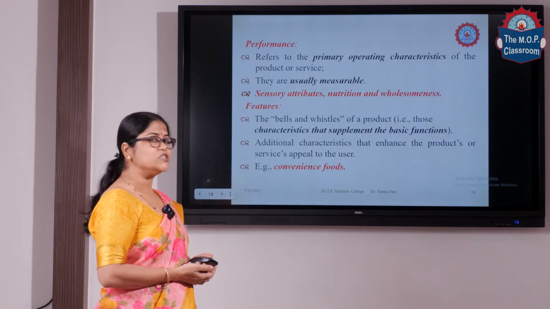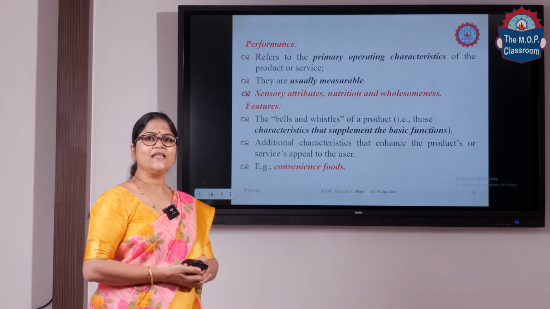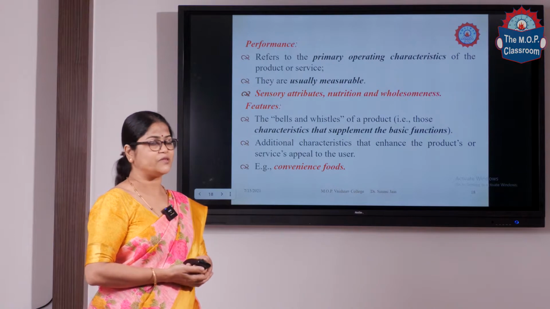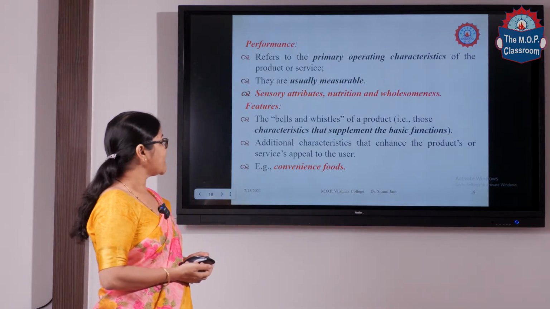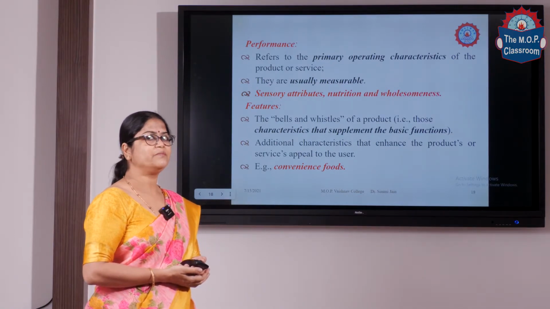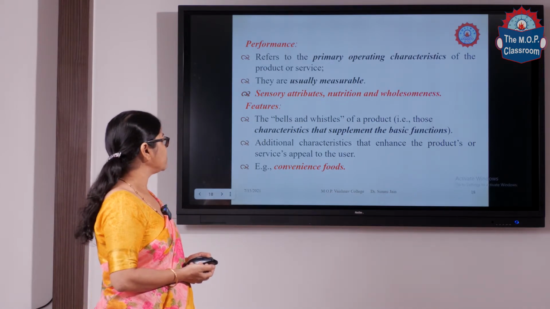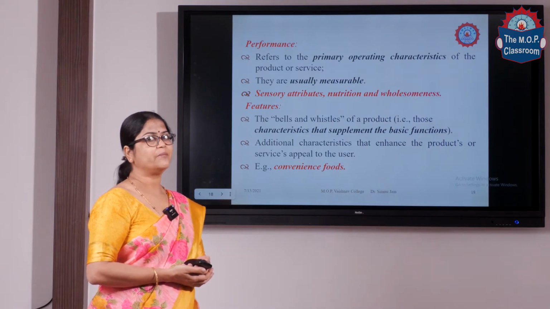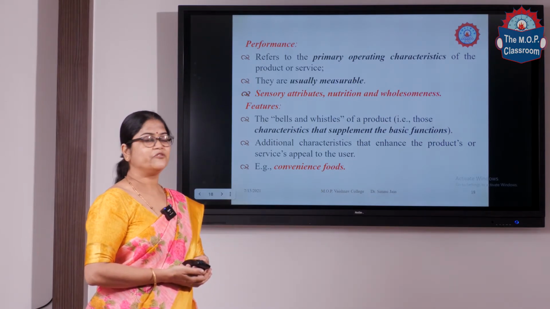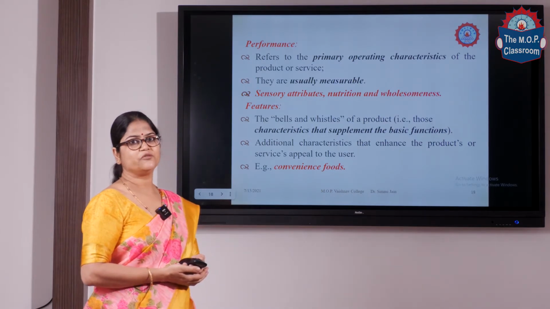Second, features of the product. These are like the bells and whistles of the product, that is, those characteristics that supplement the basic function. Additional features enhance the product's or service's appeal to the consumers. For example, convenience foods.